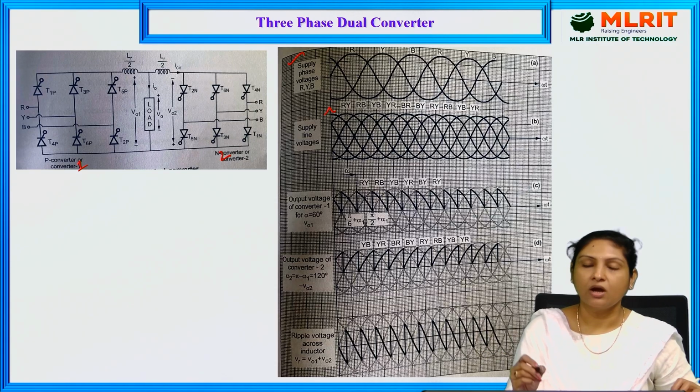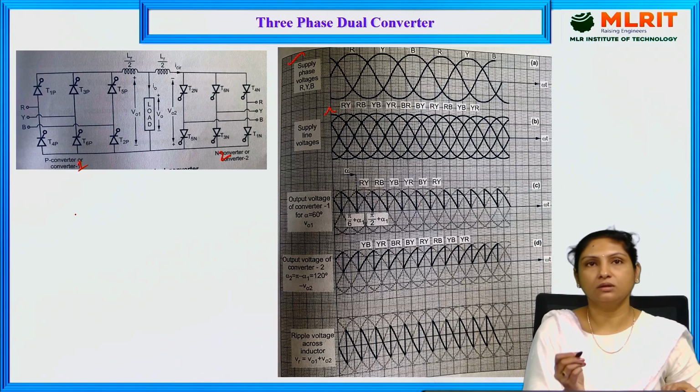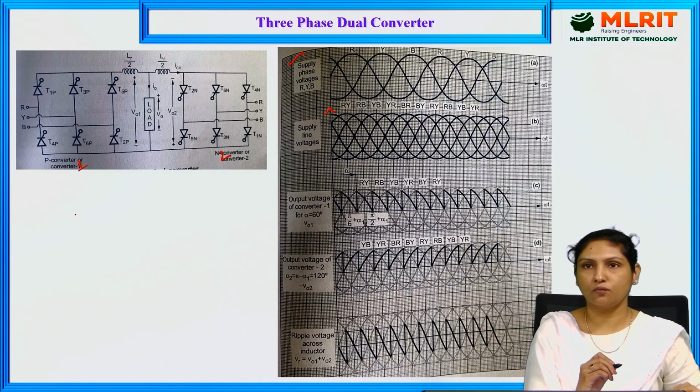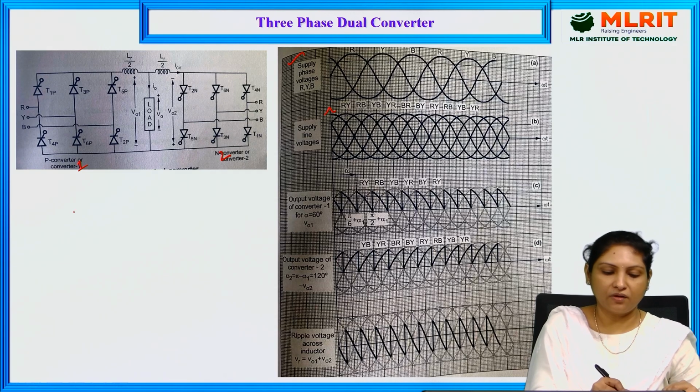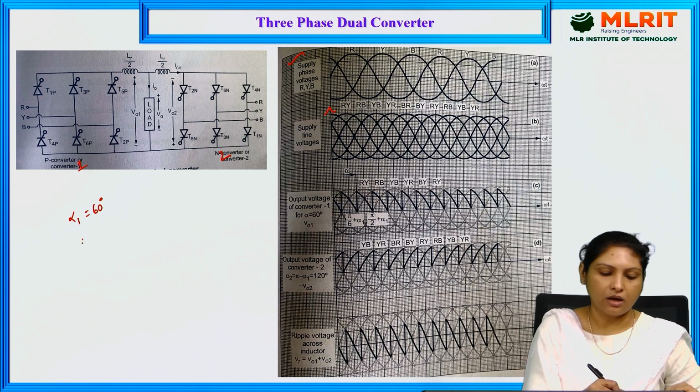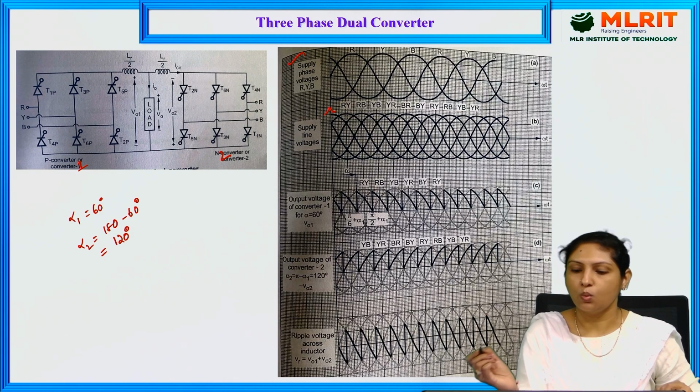As I told you, both the converters will be operated simultaneously in the circulating current mode of operation, where alpha 1 is equal to 60, I'm taking, and alpha 2 will obviously be 180 minus 60. In that case, alpha 2 is 120 degrees. It should be triggered at 120 degrees.